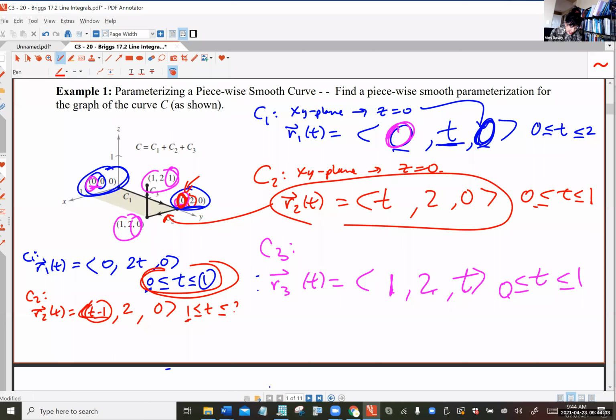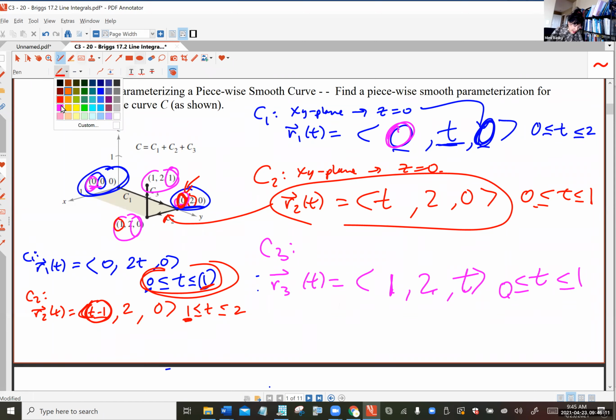Okay, but then what's the ending point? Well, you need the X to end at 1. So what should we finish the time clock at in order to have the X coordinate end at 1, knowing that X is T minus 1? Well, when does T minus 1 equal 1? Solve that for T. What do you get? 2. So we'll have the clock end at 2 seconds. And then that is a fair parameterization of the second leg of the journey, where the clock begins where the clock left off from the previous curve.